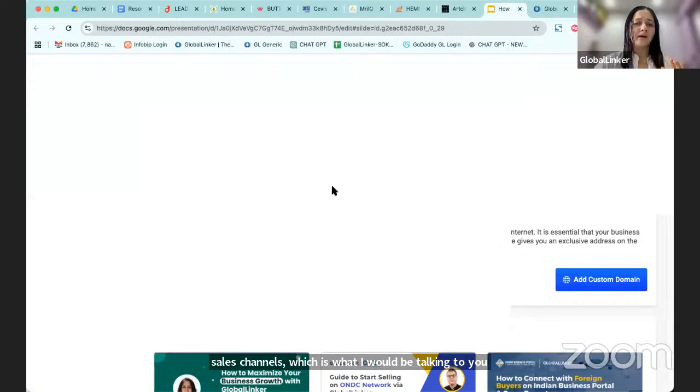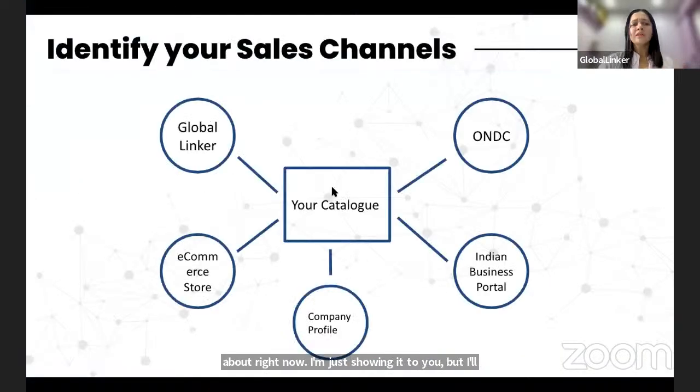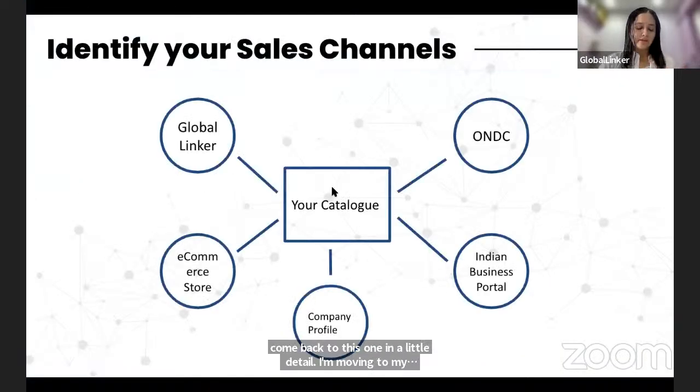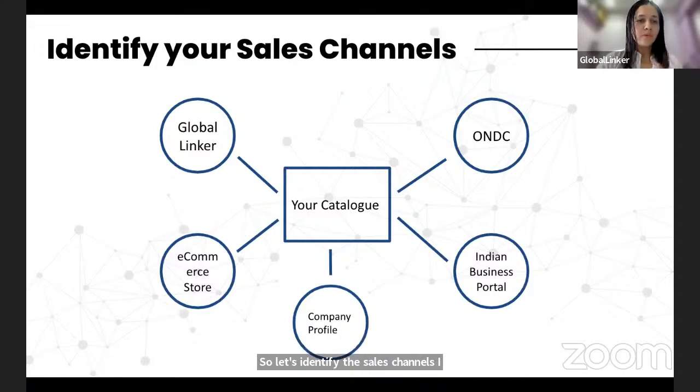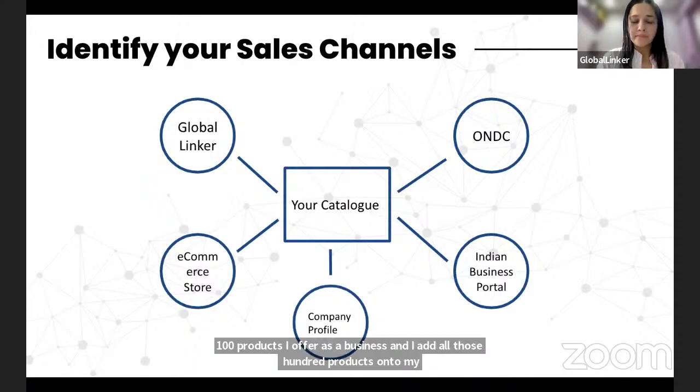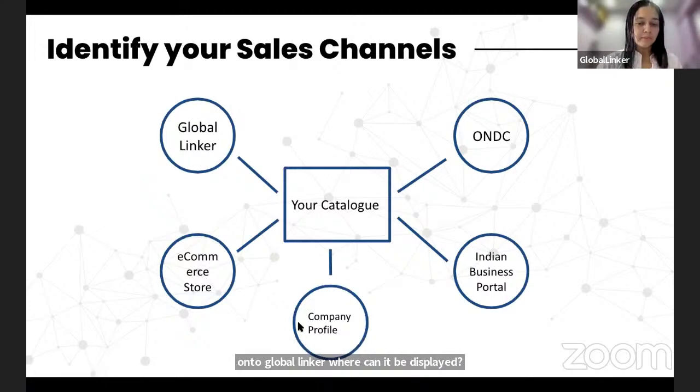So let's identify the sales channels I have been talking about initially. Where are the places, if I build my catalog, say I have 100 products I offer as a business, and I add all those 100 products onto Global Linker. Where can it be displayed? One, it can be shown on Global Linker itself.